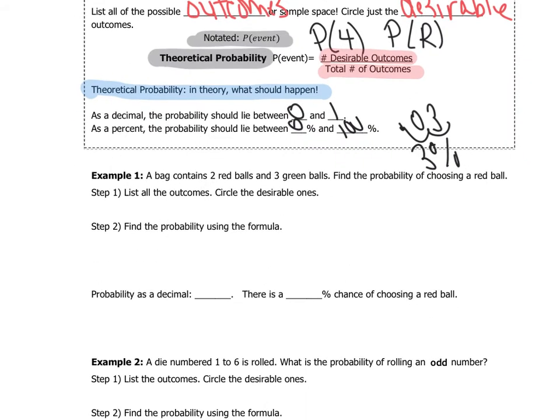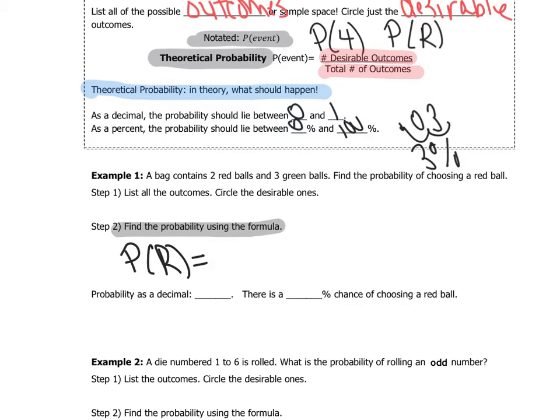So let's look at a couple of examples again. A bag contains 2 red balls and 3 green balls. Find the probability of choosing a red ball. Okay, so here I'm going to skip down for a second. Step 2 is asking us to find the probability of a red ball. So one way we could write that is probability of red. That's how you could put that.